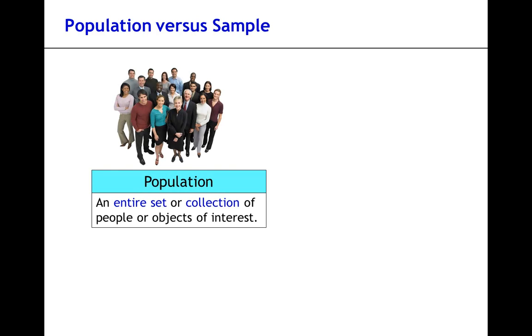Before embarking on the tools and techniques in statistics, we need to have a common understanding of some key terms. The first set of key terms is population versus sample. A population is the entire set or collection of people or objects of interest. For example, the population could be 100% of the households in Singapore, or it could be all the cars in Singapore, or it could be 100% of the students in all the polytechnics.